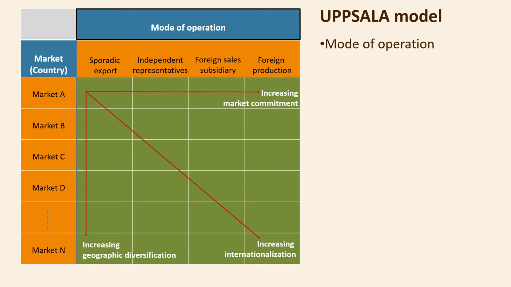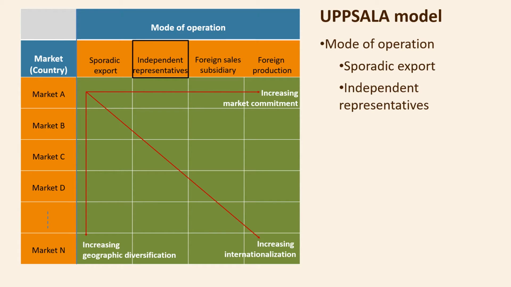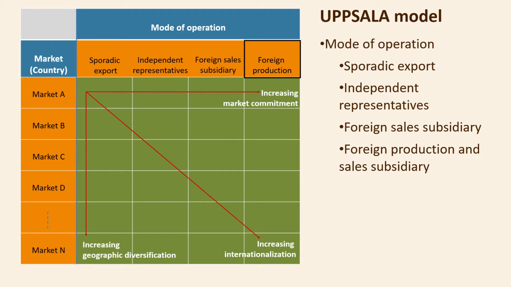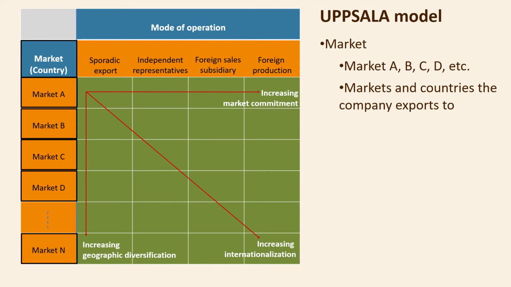On the horizontal axis under mode of operation, there are four methods of exporting: sporadic export, export via independent representatives, export via foreign sales subsidiary, and the fourth and final type, the foreign production and sales subsidiary. On the vertical axis labelled market or country, we list markets A, B, C, D, etc. In other words, the markets and countries the company exports to.